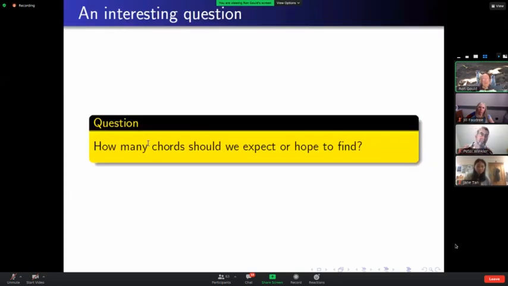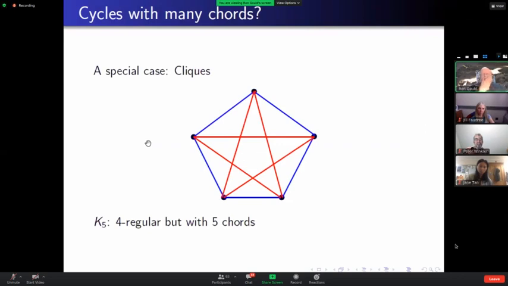So here's what I consider the most interesting of the questions. How many chords should we expect or hope to find? Pretty much all we've talked about so far, except for one case, is either a chorded cycle or a doubly chorded cycle. Well, let's consider a special case here: cliques. I can always look at a Hamiltonian cycle in the clique, like this blue cycle in this K5, and I can consider all the remaining edges as chords of that cycle.